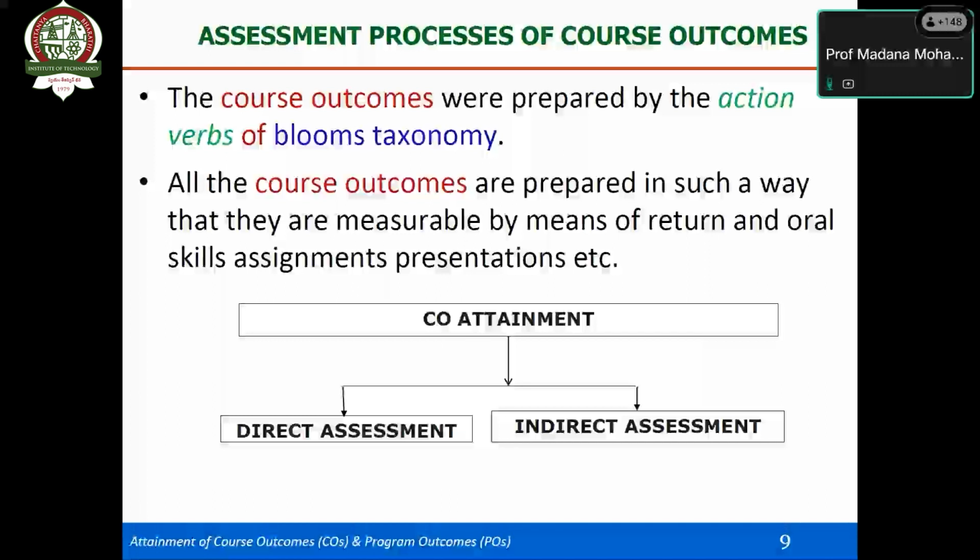for course outcomes. As we already mentioned, course outcomes were prepared using the action verbs of Bloom's taxonomy. All the course outcomes are prepared in such a way that they are measurable by means of written and oral skills, assignments, presentations, etc. The assessment or attainment of course outcomes is divided into two ways. One is direct assessment or direct attainment. The second one is indirect assessment or indirect attainment. Let us see about both of these.